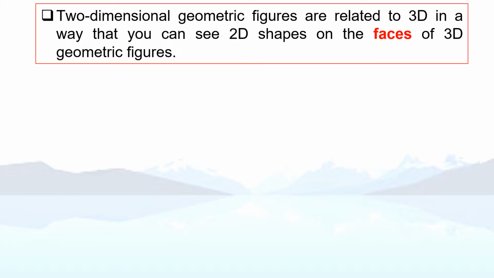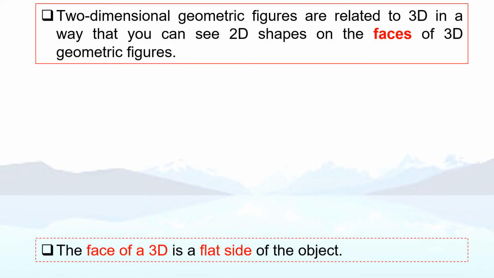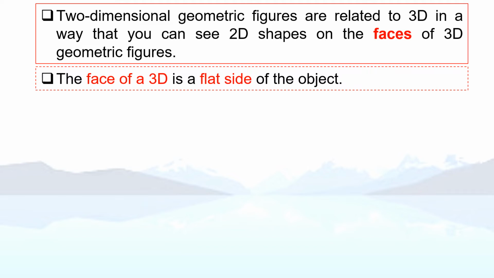Two-dimensional geometric figures are related to 3D in a way that you can see 2D shapes on the faces of 3D geometric figures. So the face of a 3D is a flat side of the object. That is why 2D is related to 3D, because of the flat side of a three-dimensional figure. So if we are going to talk about the face of a 3D, your keyword is flat side.